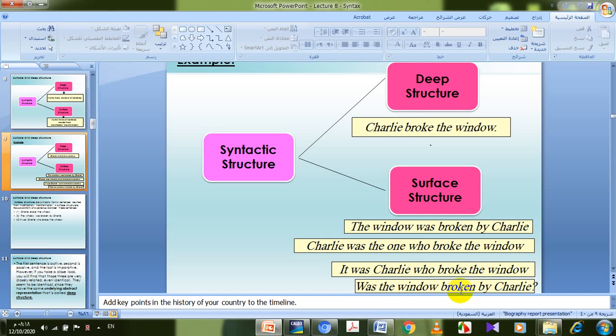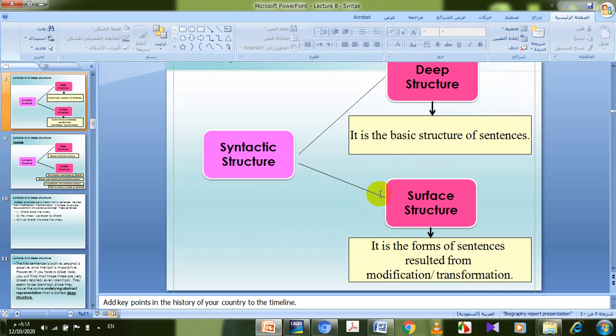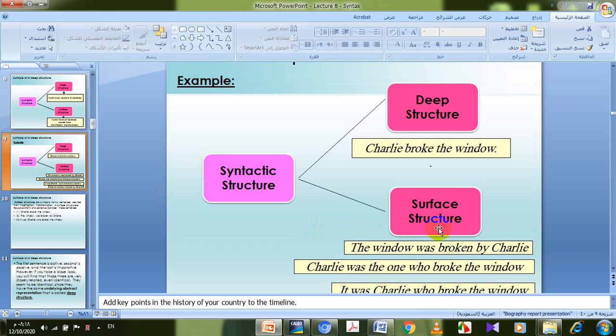Was the window broken by Charlie? Charlie didn't break the window. And many other sentences that are modified or transformed from the deep structure, okay? So now we have an idea about what deep structure is and what surface structure is. Many surface structures are generated, or transformed, from the same deep structure.